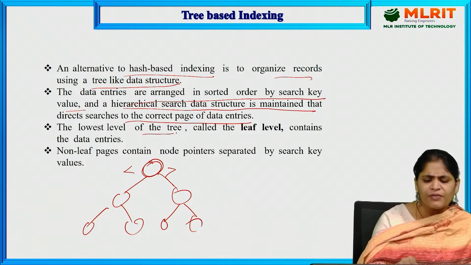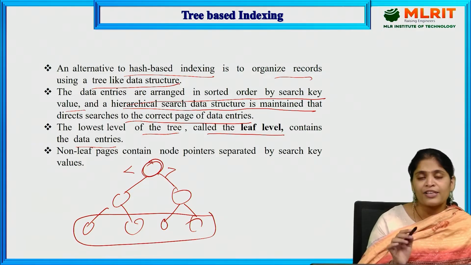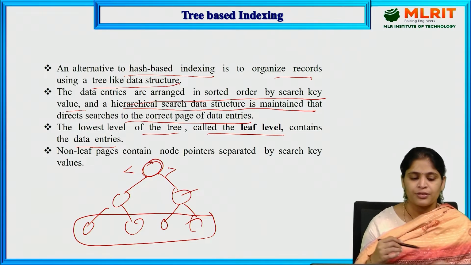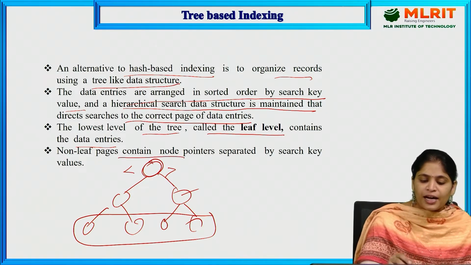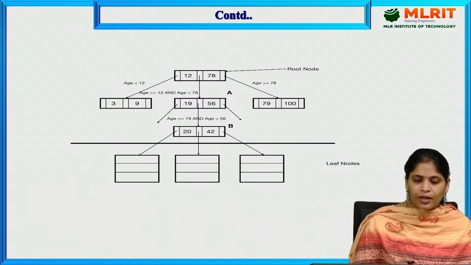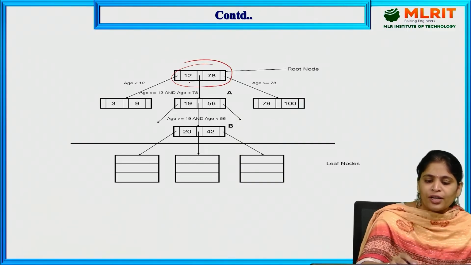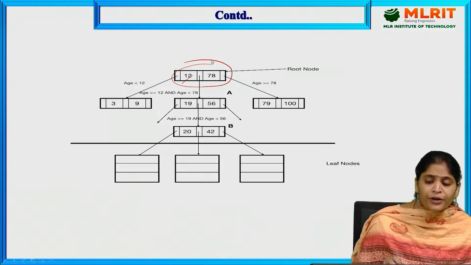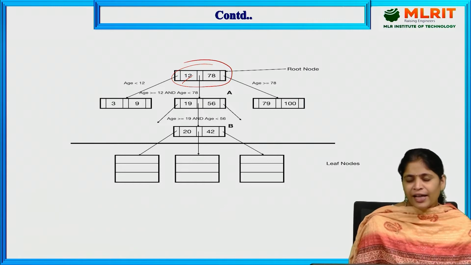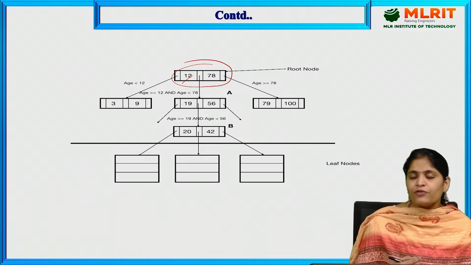The lowest level of the tree, called the leaf level, contains data entries. All the leaf nodes contain the actual data. The remaining internal nodes act as pointers to the leaf nodes. Here non-leaf pages contain node pointers separated by search key values. Let us see this example. This is the root node, and per node we have only 2 keys. We have to insert the data, delete the data, and search the data.